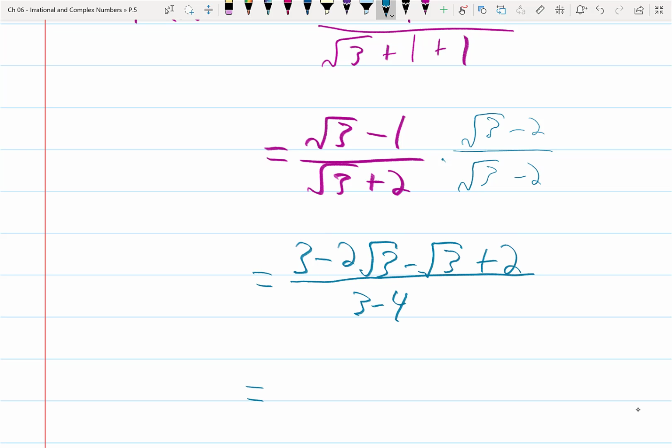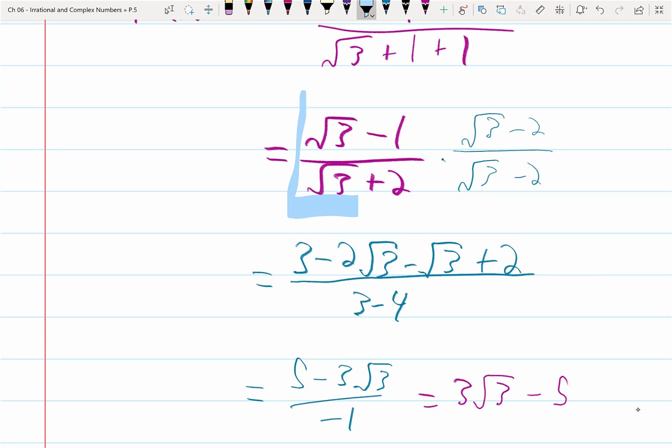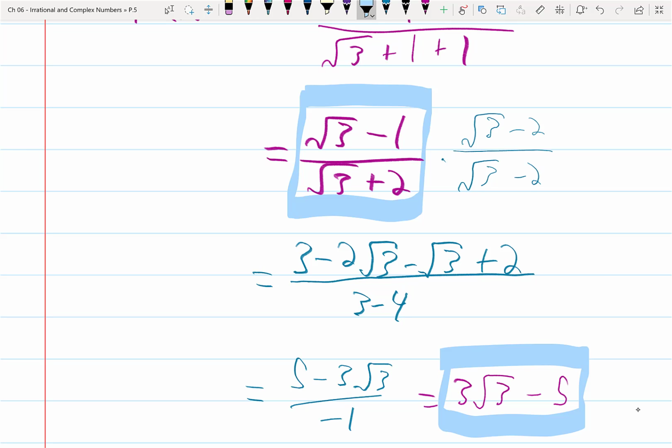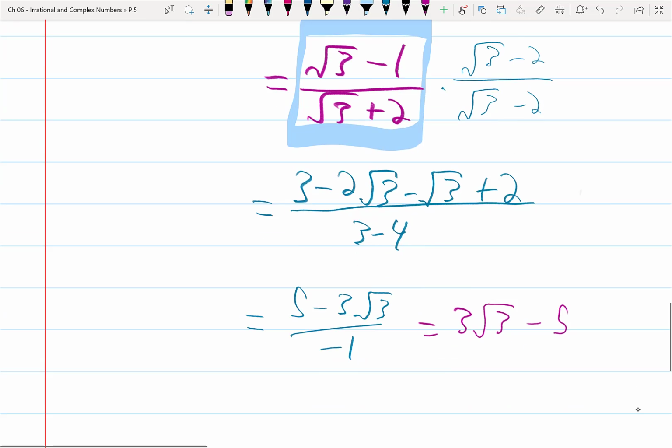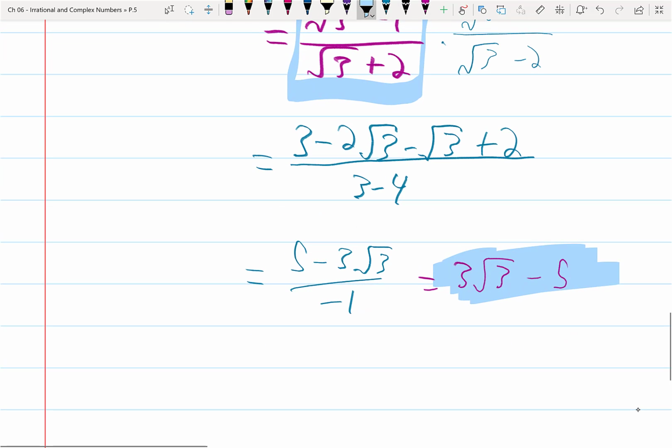Which gives me 5 minus 3 root 3 over negative 1, or 3 root 3 minus 5. I can nerd out and think it's the neatest thing that this value, which you can't do by hand, is the same as this value, which is not too difficult: take 1.7, multiply it by 3, and subtract 5. So that's final.